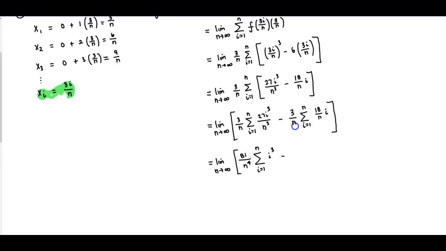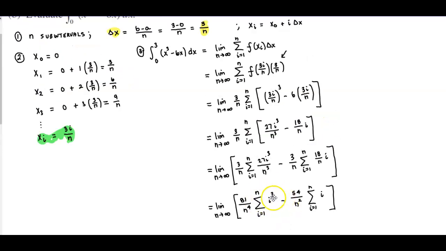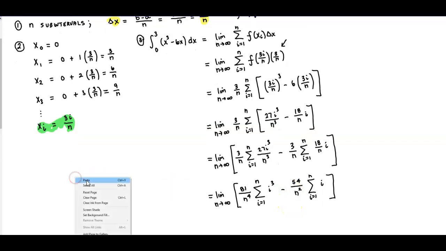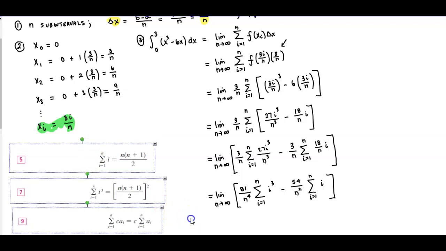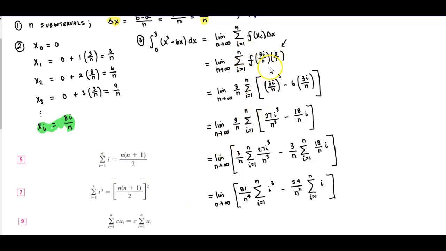And then minus 3 times 18 is going to give us 54 over n squared times the summation of i, where i is equal to 1 to n. Okay, so why do we do this? Well, we want to use the definitions that we've seen at the beginning of the section here. Okay, so recall, now up here we factored out the 3n.